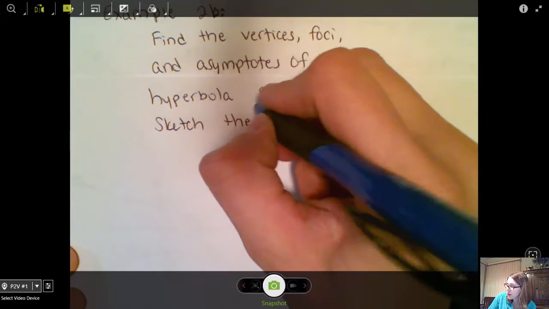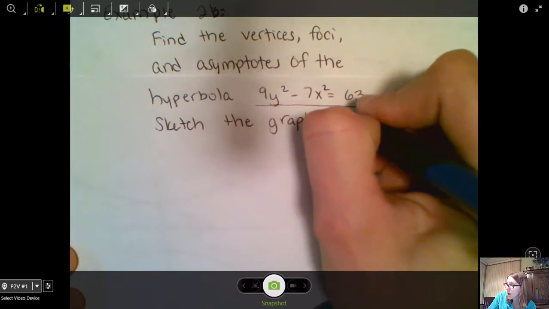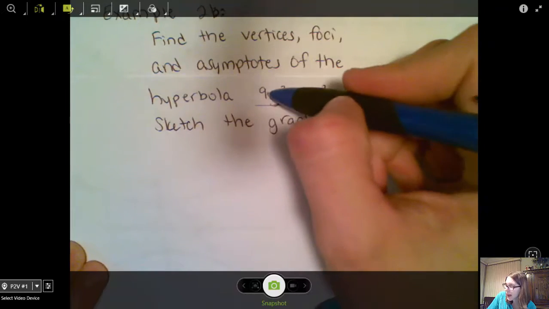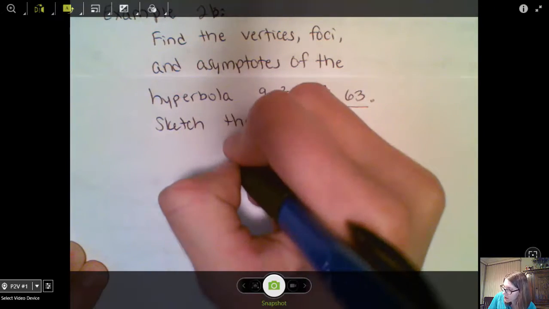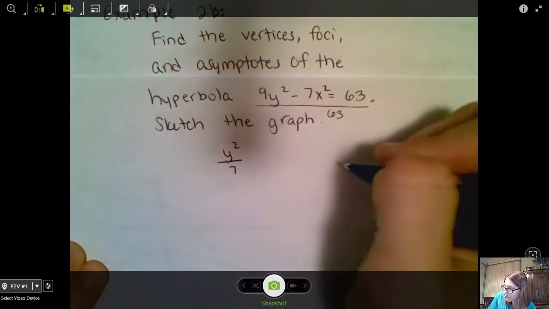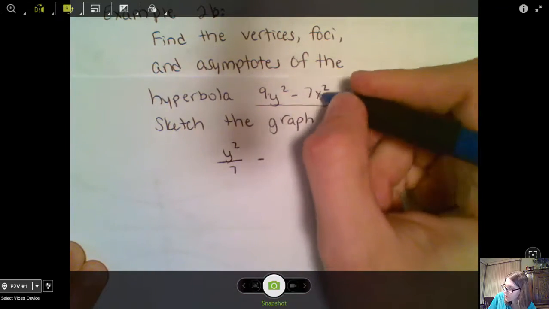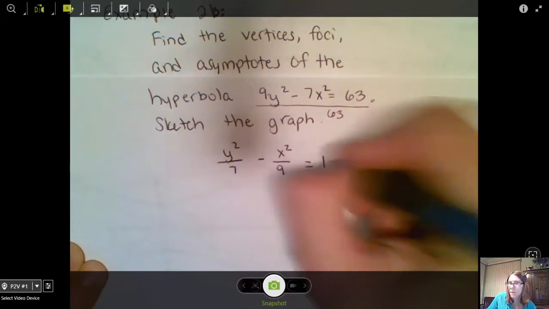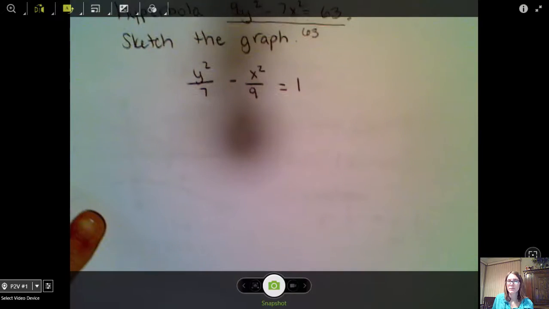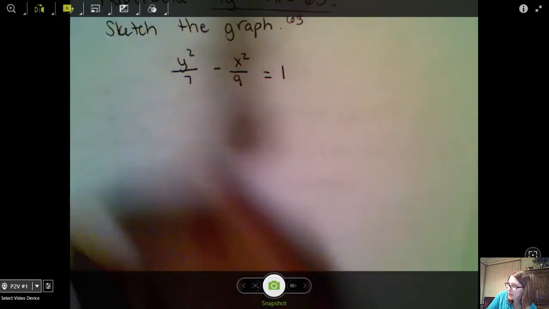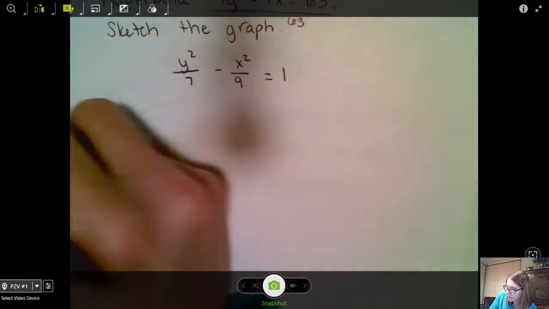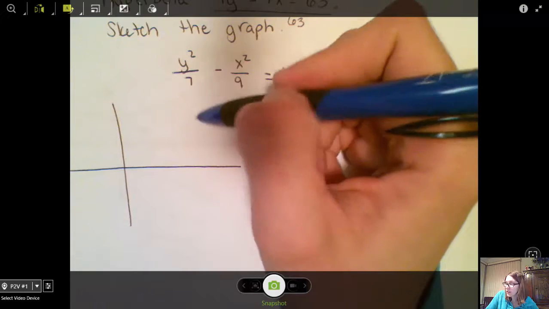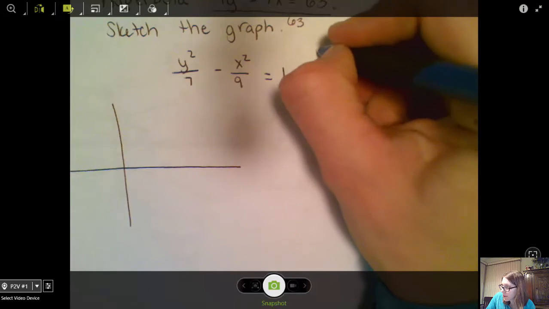So just like our last one, notice right away our equation doesn't equal 1. We need to make that happen. Divide both sides by 63. 9y squared over 63 ends up being y squared over 7, minus 7x squared over 63 is x squared over 9, equals 1. So based off of this information and the fact that my y squared comes first, that tells me we have a vertical hyperbola.